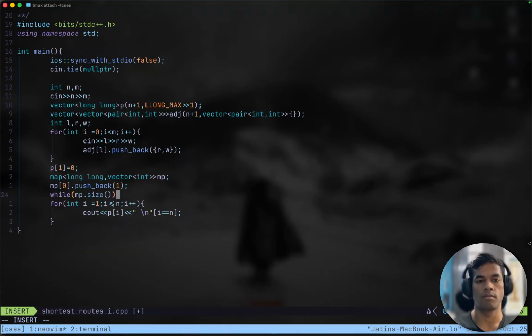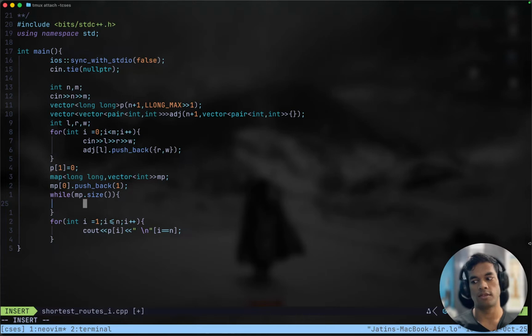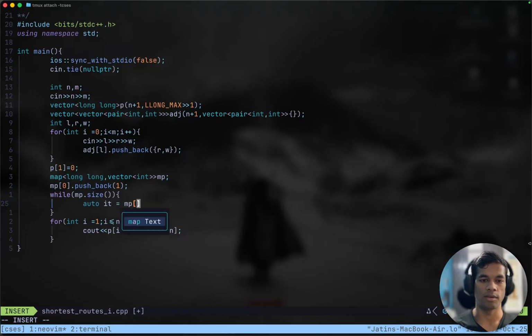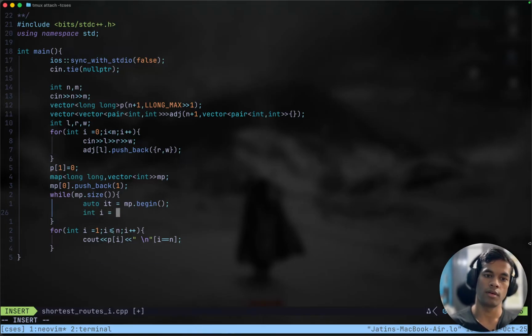Push back. While MP dot empty. So yes, and let's get integer I equals MP dot begin, the smallest value. Go to MP dot begin by doing this thing, and there we are going to get the second thing, which is the second and second 0. Shit. This is like too many layers of things. IT equals MP dot begin, and then int I equals go to IT and dot second, which is our vector, get the first value from that vector.